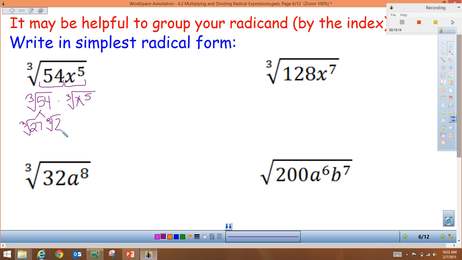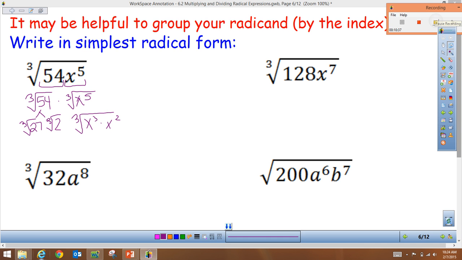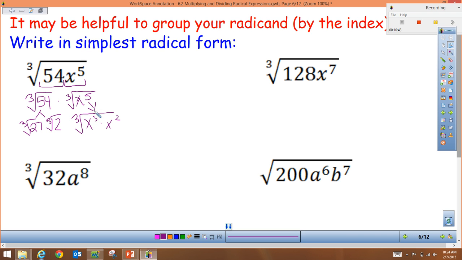And how about the cubed root of x to the 5th? This means that we can take 3 of those x's out. We can do x cubed times x squared here. We can split that up any way we want, so that becomes the cubed root of x to the 3rd power, which can just be x, or x to the 1st power, and this x squared has to stay under.